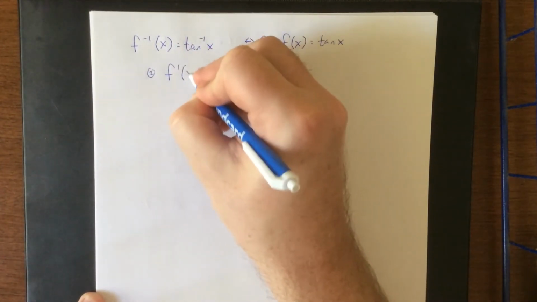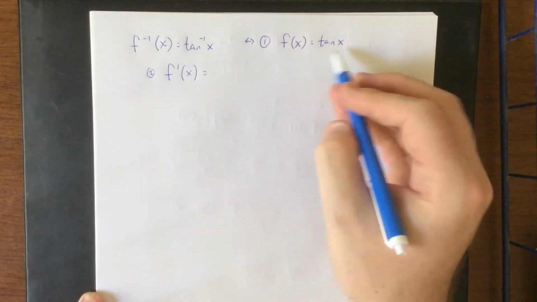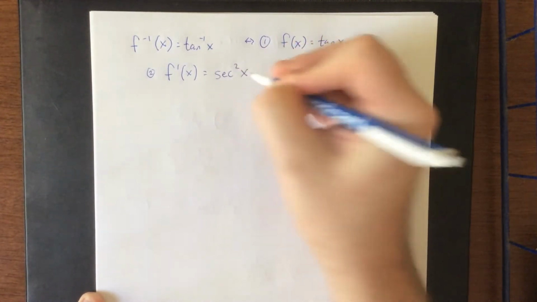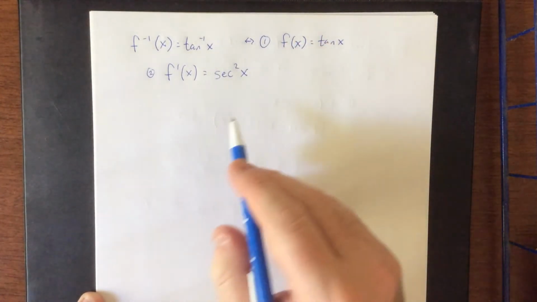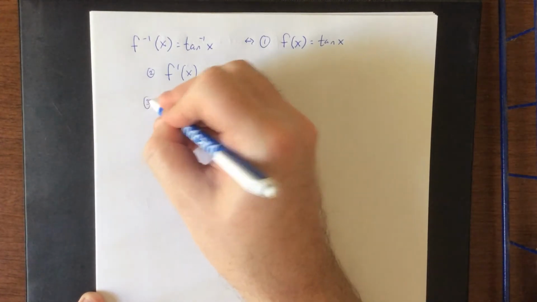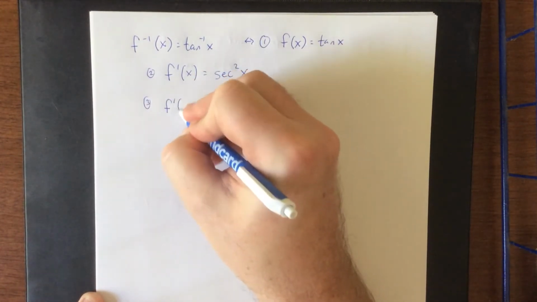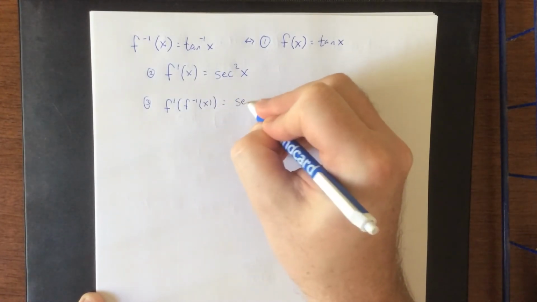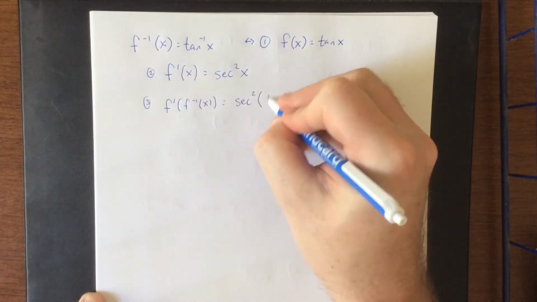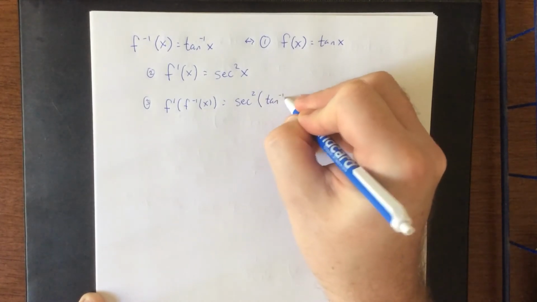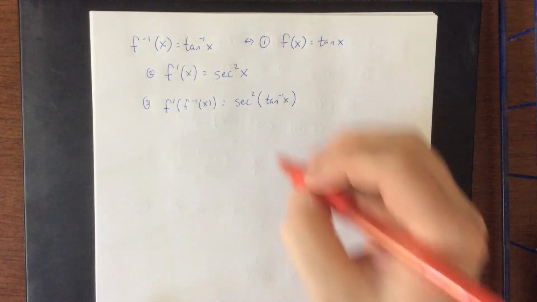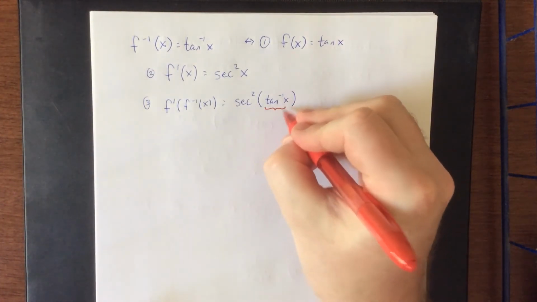Differentiate this function. We'll get f prime of x is equal to the derivative shortcut for the tangent of x, which would be the secant squared of x. Then actually plug in the original function. We would get f prime of f inverse of x is equal to the secant squared of the inverse tangent of x. Now, just as we did in our previous example, there are actually going to be a couple different ways that we could approach this one.